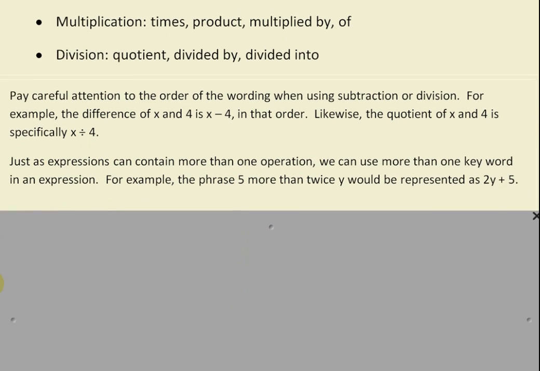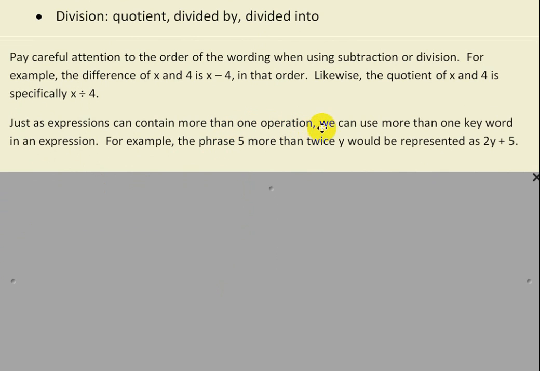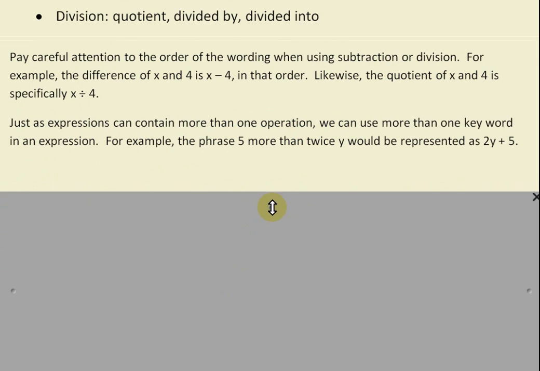And then just as expressions can contain more than one operation, you could see more than one keyword at a time. So for example, if you see the phrase 5 more than twice y, we would represent that as 2y plus 5. Notice that we take twice y first, twice y meaning 2 times y. 5 more than that would be plus 5.